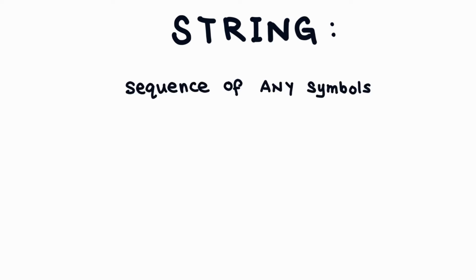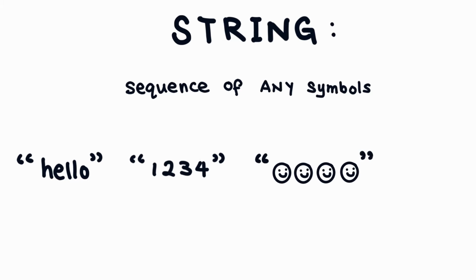If you have written programs before, you have probably come across a string. They are usually a sequence of any symbols put between quotation marks, such as this string with Latin letters, this string with integers, and this string made up of smiley faces. And of course, there is also the empty string. In theory of computation, strings work exactly the same way, but these quotation marks won't be necessary. The empty string is also represented with this symbol, which we call the epsilon.